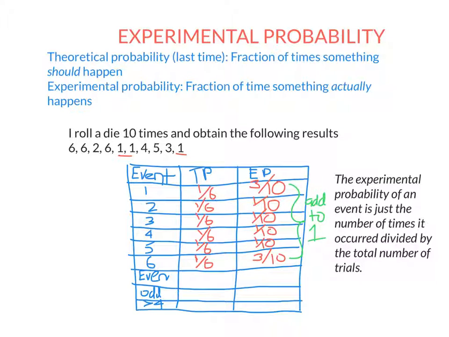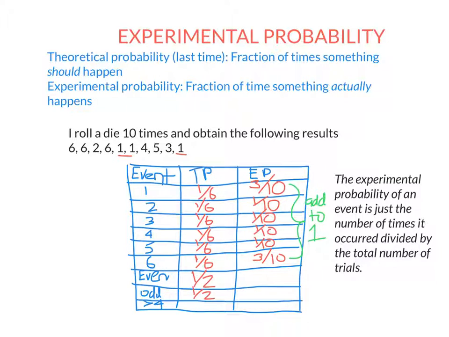So now we're going to look at some other events. So what's the probability that I would roll an even number? The theoretical probability is a half, or 3/6, because you have half a chance, 50-50 chance of getting an even number as you do an odd number. So the theoretical probability of an odd number is also a half. Now, in our experiment, we actually did get the experimental probability to equal the theoretical probability.